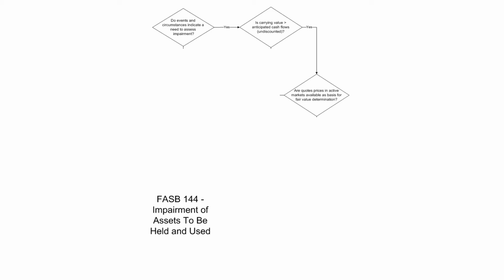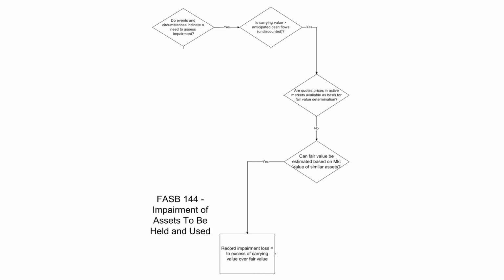However, if the answer is yes, the first question that we ask is whether there are any quoted prices in active markets available as a basis for fair value determination. If there are quoted prices, then we can record the impairment loss as the excess of carrying value over the fair value. However, if the answer is no, the next question we ask is, can fair value be estimated based on market value of similar assets? If the answer is yes, then once again we can record an impairment loss.